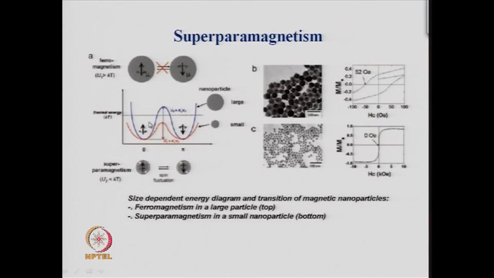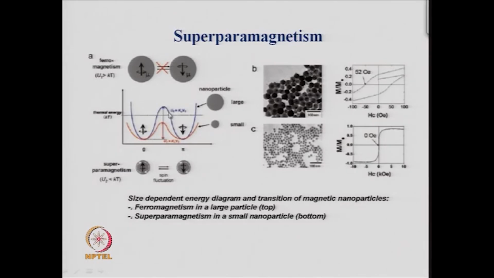If you have an energy plot, here is the thermal energy as a function of, say, the orientation of the spins. Here you can consider this to be a magnetic moment, and if you are in this stability zone, the energy is minimum here for one direction, and the energy is minimum here for the other direction of the magnetic vector. If you want to go from this direction to this direction, you have to overcome this energy barrier.